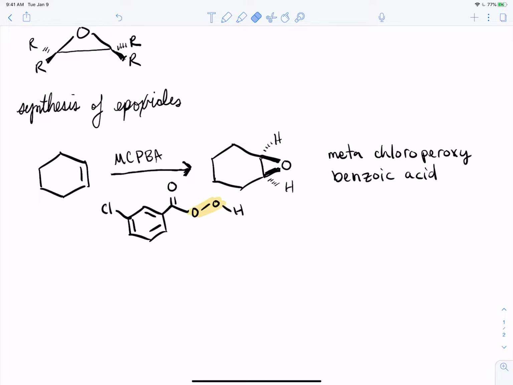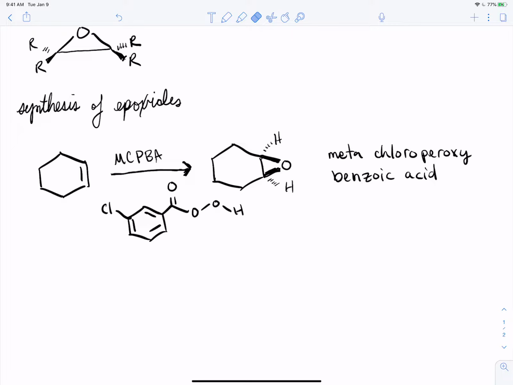And the acid part, benzoic acid, is referring to the fact that this is a carboxylic acid and it's attached to a benzene ring. And then metachloro is just telling you that you have a chloro group meta to the peroxybenzoic acid, which is telling you the position on the benzene ring, which is a whole thing you'll learn about next semester. But yeah, this is what that reagent looks like.